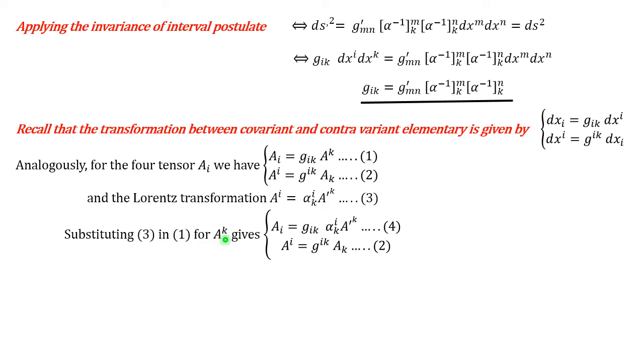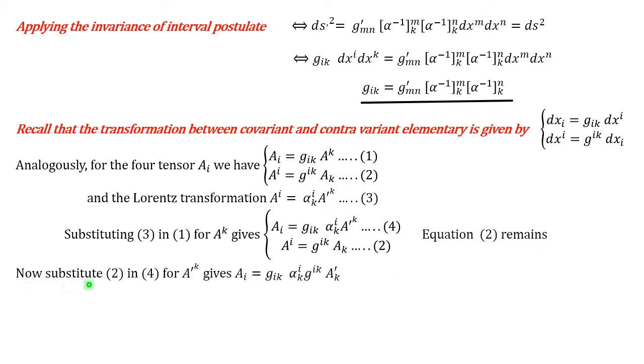Substituting 3 in 1 for a_k, so actually we can see that this is a_i. We change it to k and substitute in equation 1. So we now have a_i equals g_ik alpha_ik a'_k. So I've just simply substituted what we have on the left hand side, on the right hand side there in equation 1, and that gives us equation 4, and equation 2 is maintained. Now equation 2 remains.